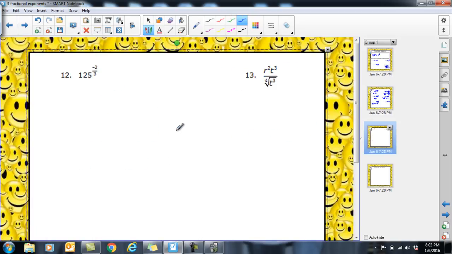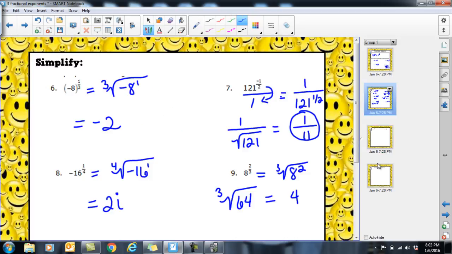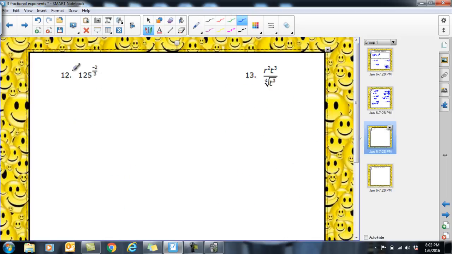So number 12 here, we did one similar to this a minute ago with 121 to the negative 1/2 power. We're going to do one more so that you can see. Now your calculator will do this for you, but I want you to see. We're going to rewrite this because it's negative. I'm going to rewrite it as 1 over 125 to the positive 2/3 power. So I made my exponent positive.